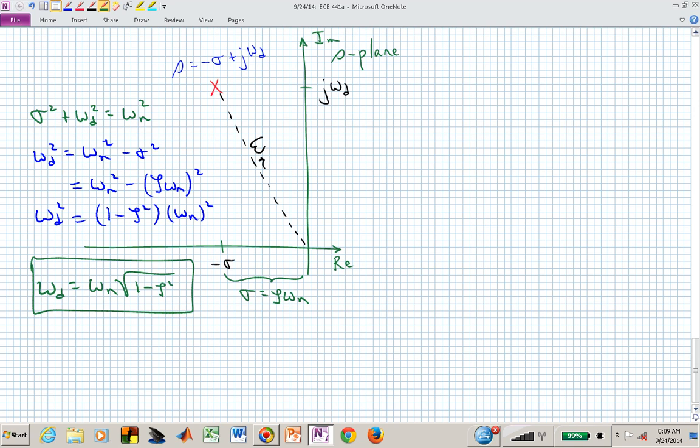So you might see in some of the subsequent discussion the use of this expression. Omega sub d is equal to omega sub n square root of 1 minus zeta squared, and that's just coming from the way we've parameterized that pole in the complex S-plane. There's nothing really magic here, it's just the Pythagorean theorem. So if that looks weird, just go, wait a minute, this is just a squared plus b squared is equal to c squared. This is fine, I know what's going on here.